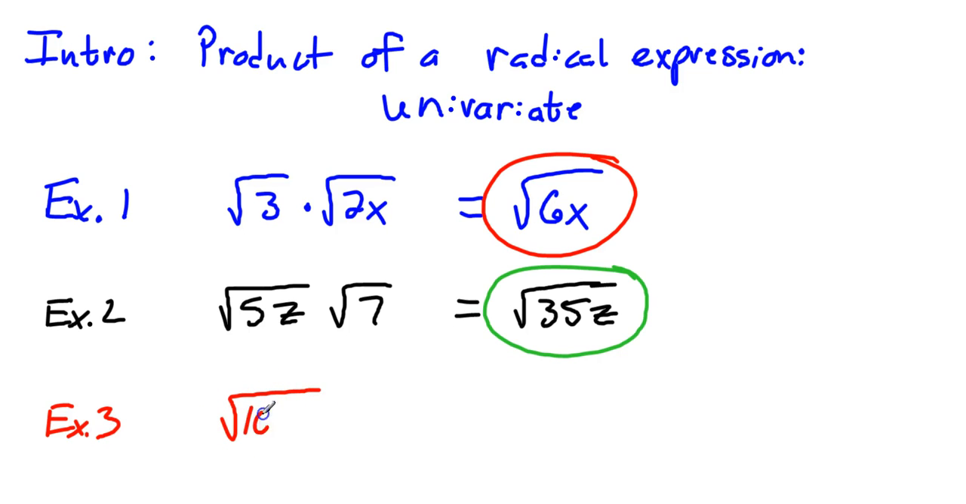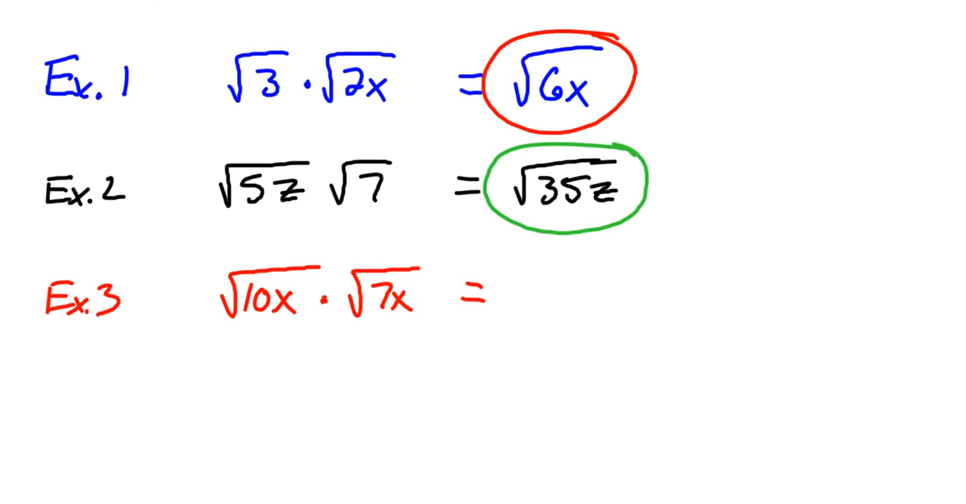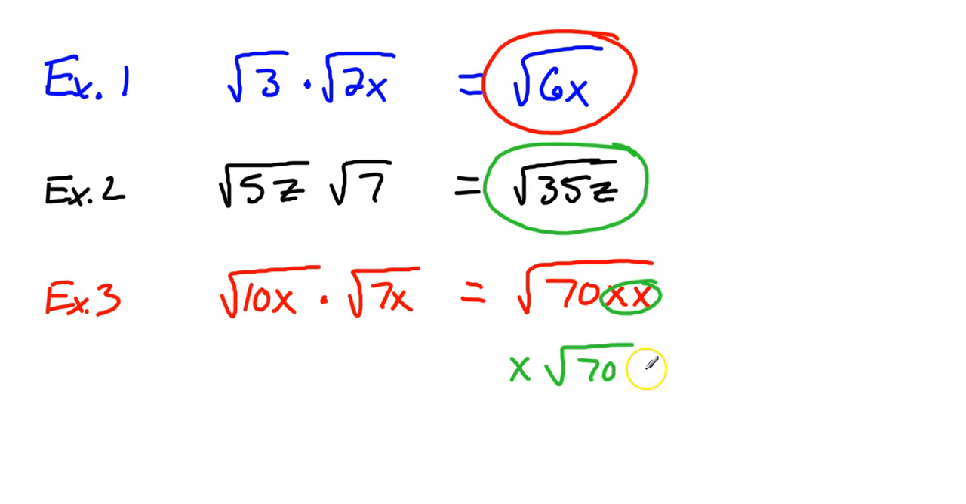Okay, well, one more. Let's do square root of 10x times square root of 7x. Again, it's an intro problem, but you've got to stop and think about it. You've got 10 times 7 for 70. What happens when you do x times x? How many x's do you have? You've got 2 of them, right? So you can take that pair of x's and move an x to the outside. So it's going to leave you with x times the square root of 70.